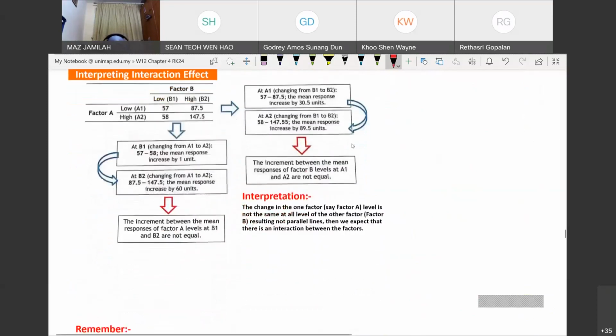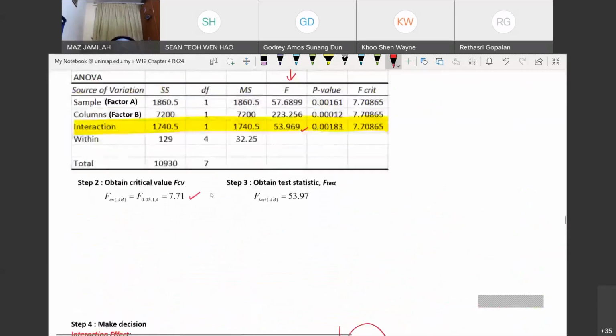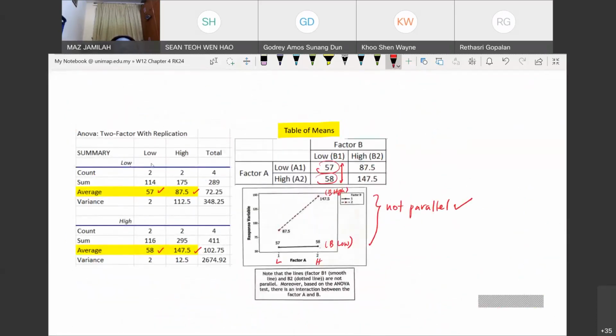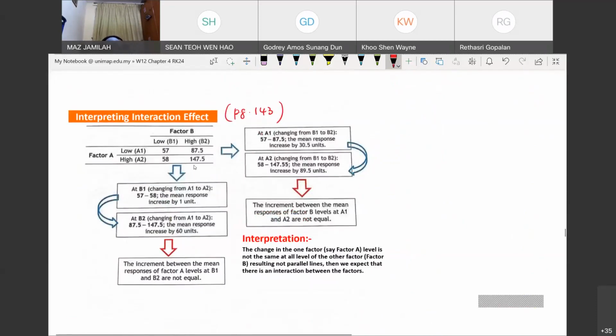So the next discussion will be how to interpret the interaction effect. How can we interpret the interaction effect from your table of means? Now you can look at this particular discussion on page 143. There is a section about interpreting the interaction effect. Now, let's say you have this particular table of means. We have seen how we can find this table of means from the summary given in your Excel result. So from here, how can we interpret the interaction effect?